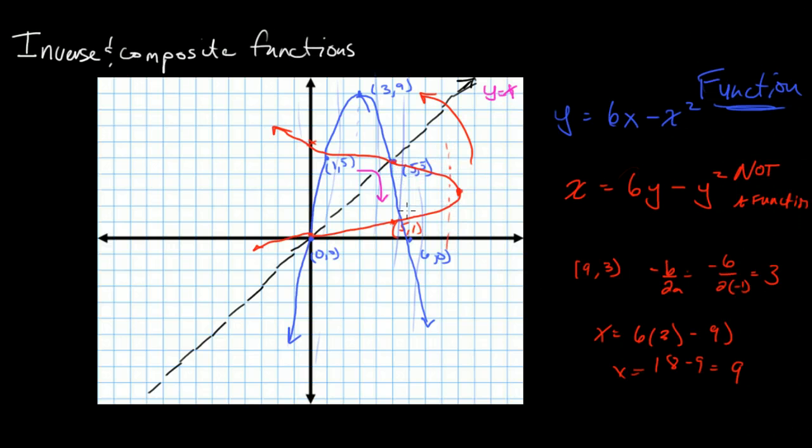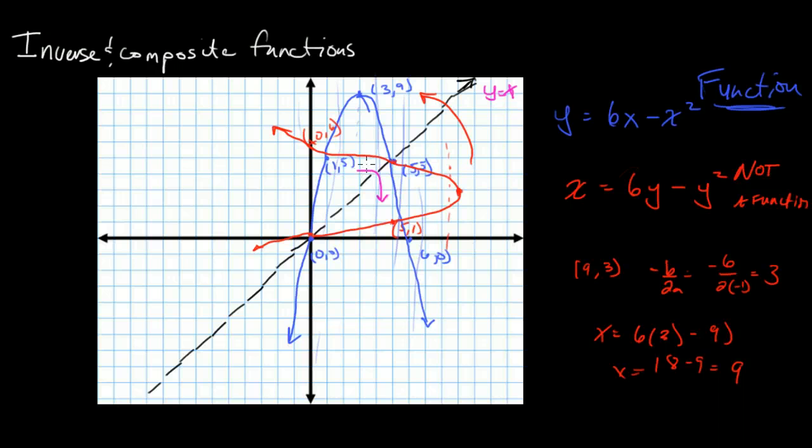Here you can see I have (5, 5) and (5, 1). That doesn't work. I have (0, 0), and also (0, 6). So the red one is not a function. The blue one is a function.